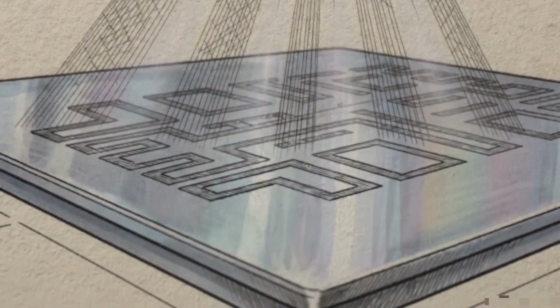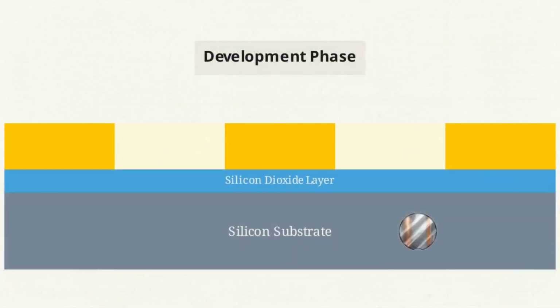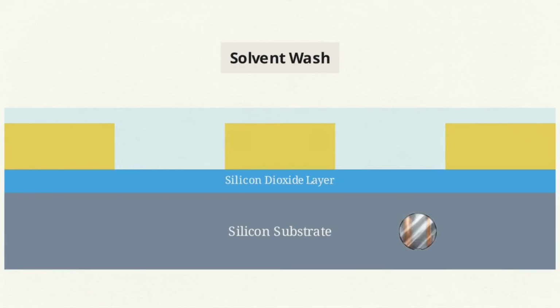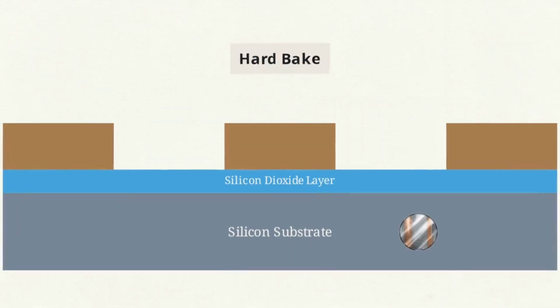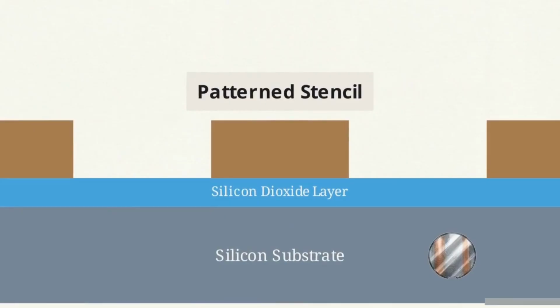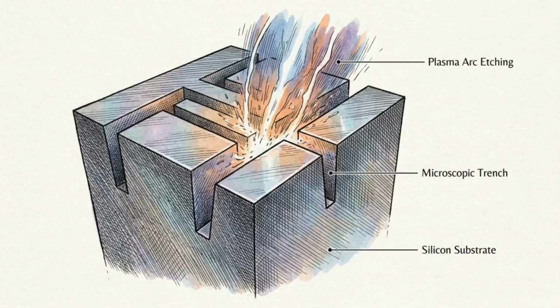Returning to the cross-section, the wafer enters the development phase. The UV-weakened photoresist is washed away to reveal exposed gaps. A hard bake then locks the remaining unexposed photoresist into a perfectly patterned nanoscopic stencil. With the stencil set, the loop moves to the subtraction phase.